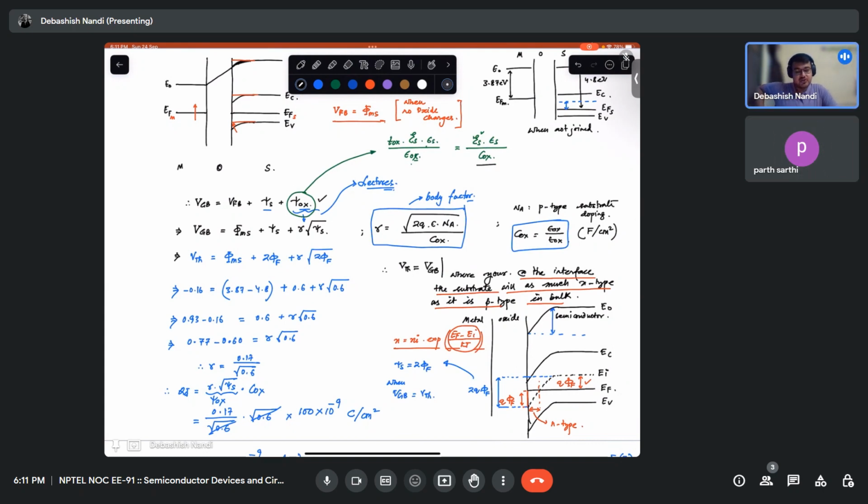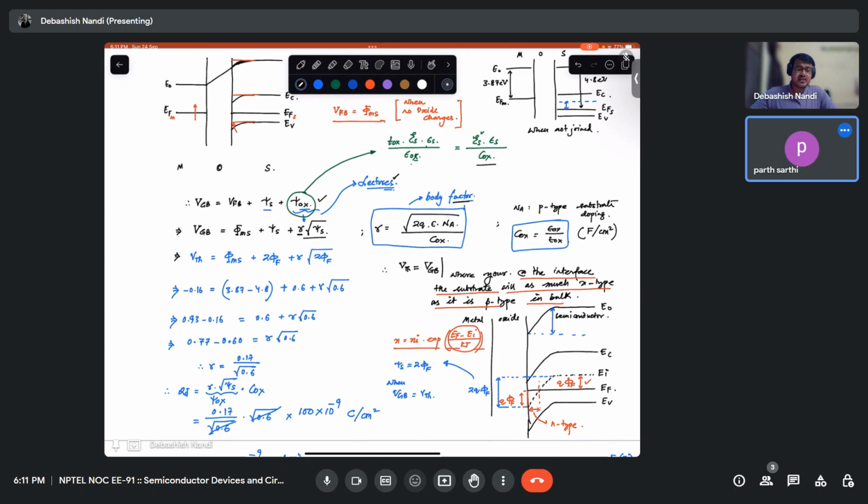I was not aware actually that this was not in the lecture. But you can see, remembering those formulas may be very difficult for you. When you go for higher order courses, you will find that this gamma comes very handy. This is actually called your body factor.